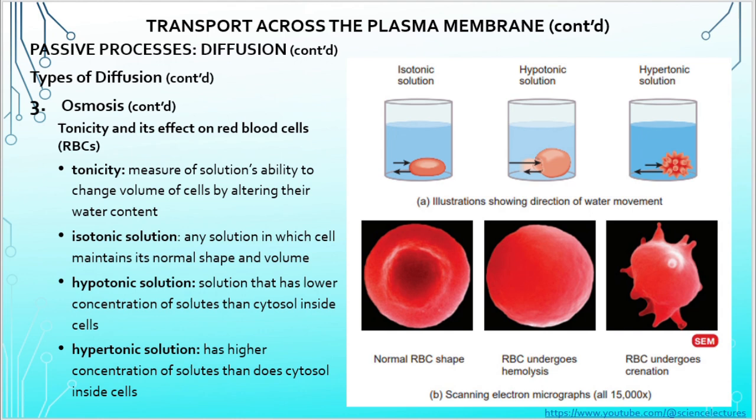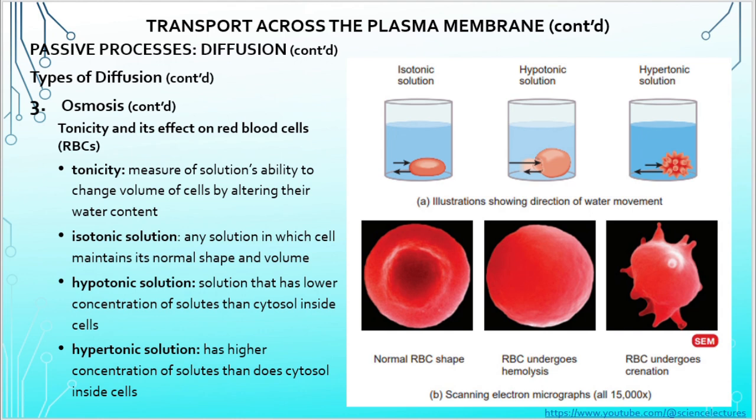Now, a different situation results if the red cells are placed in a hypotonic solution, a solution that has a lower concentration of solutes than the cytosol inside the red cells. In this case, water molecules enter the cells faster than they leave, causing the red cells to swell and eventually to burst. The rupture of red cells in this manner is called hemolysis. The rupture of other types of cells due to placement in a hypotonic solution is simply referred to as lysis.